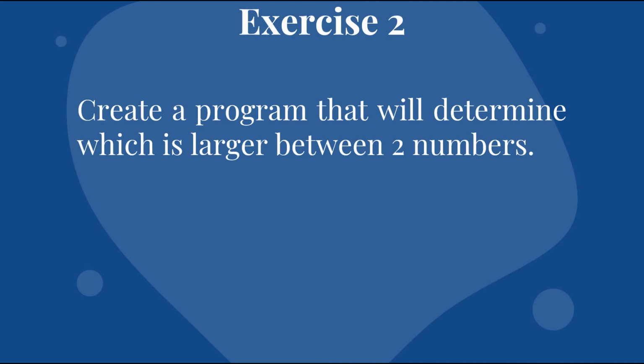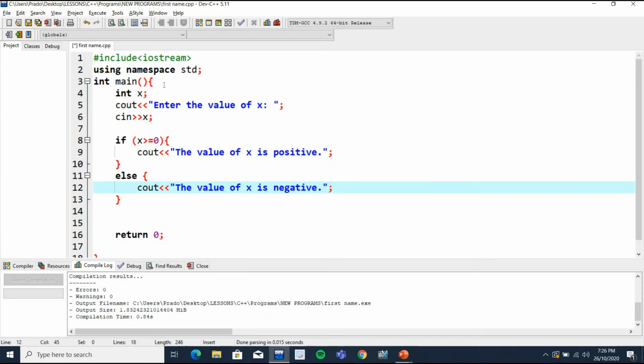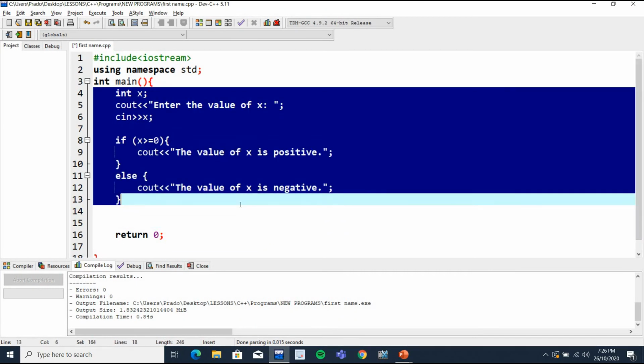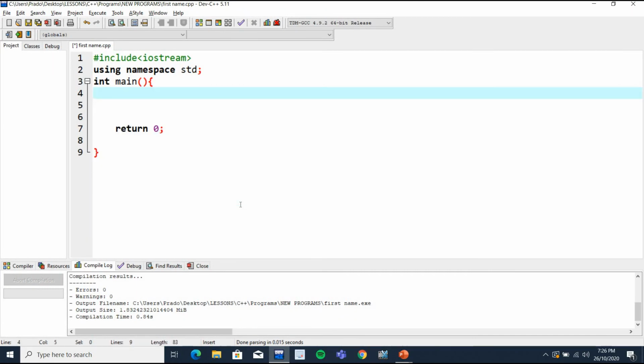So, dito sa exercise natin. So, create a program that will determine which is larger between two numbers. So, delete muna natin to. So, ang kailangan natin is dalawang variable, the x and y, or num1 and num2. So, kailangan nating humingi kay user ng dalawang number. So, for example, ang gagamitin lang natin is integer. So, int num1 is equals to 0, and then num2 is equals to 0, and then semicolon.